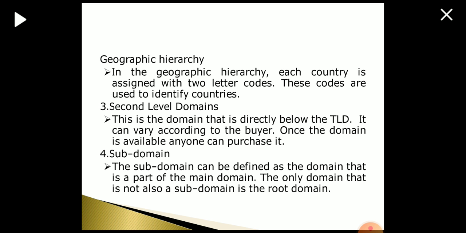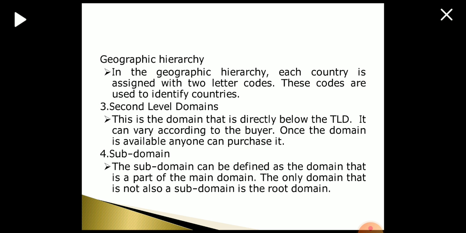Now, what is geographic hierarchy? In geographic hierarchy, each country is assigned a two-letter code. These codes are used to identify countries. Third is the second level domain. This is the domain that is directly below the top level domain. It can vary according to the buyer. Once the domain is available, anyone can purchase it.